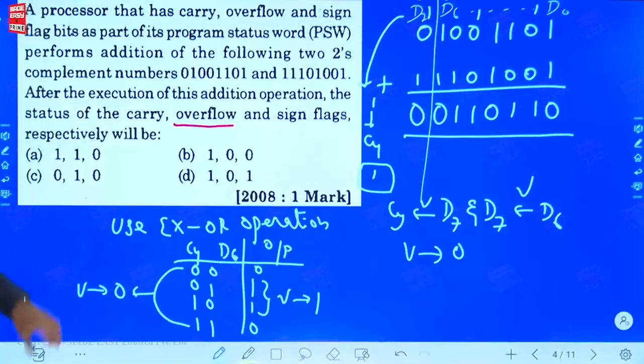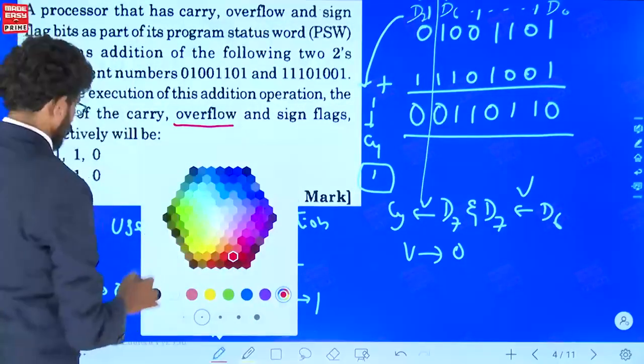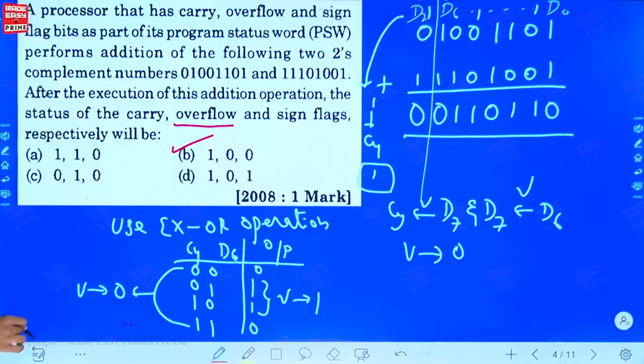Right. So what is the option here? The option is B. B is the option: 1 0 0.